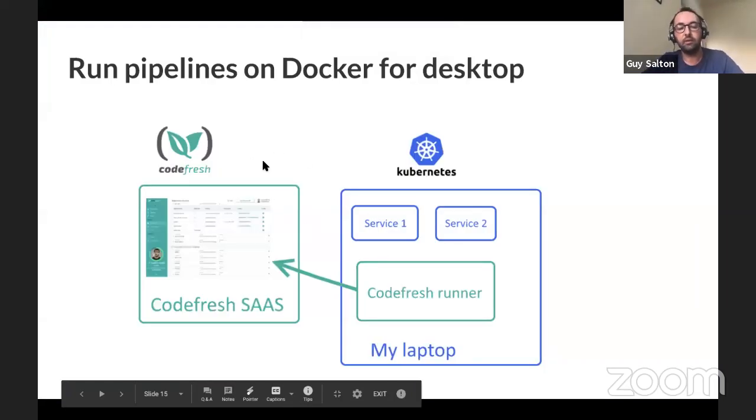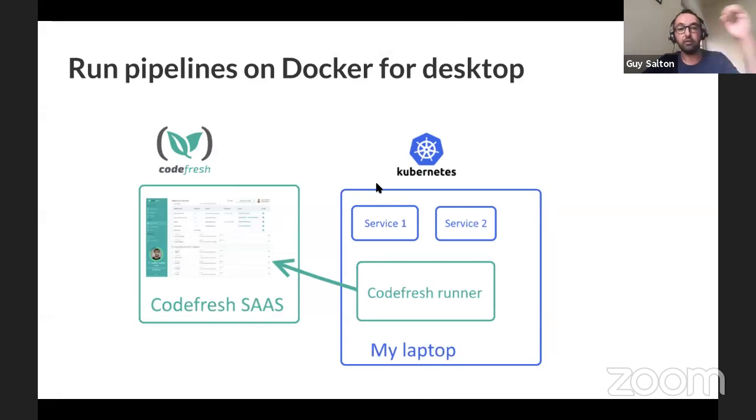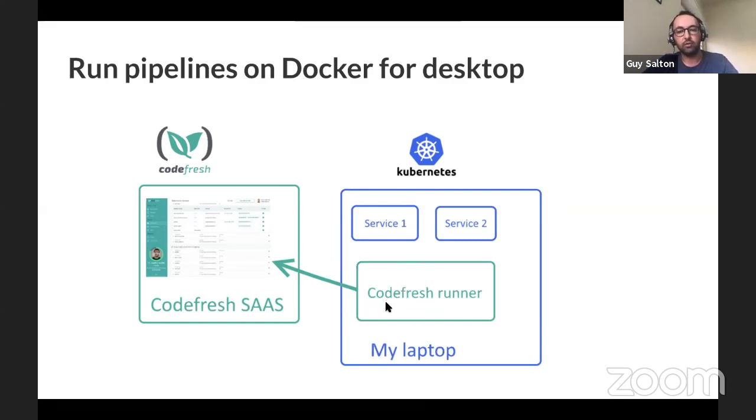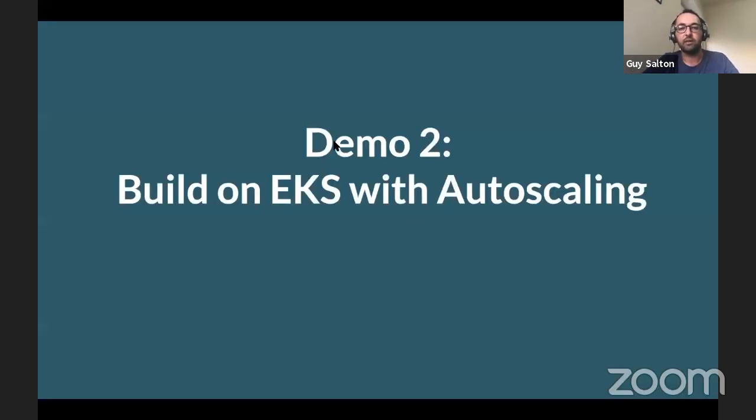So this was a high-level architecture diagram of what we just did, right? Running pipelines on my Docker for Desktop cluster. So I had installed the runner. The runner then communicated with the Codefresh SaaS platform, and it created this demo pipeline. Then the runner pulled this new build as a task and created a din pod that ran my build. So that was the first demo.